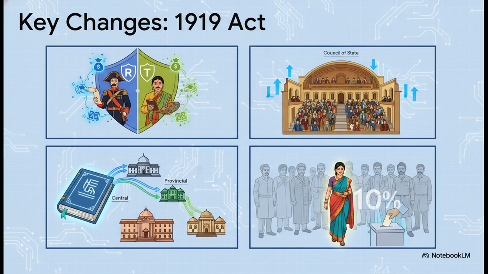This act also created a 2-house legislature at the center for the first time. You can think of it as the great-grandfather of today's Rajya Sabha and Lok Sabha. And it expanded voting rights, but let's be real, it was still only to about 10% of the population.